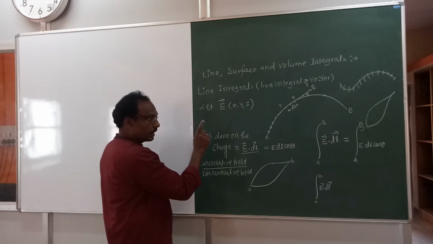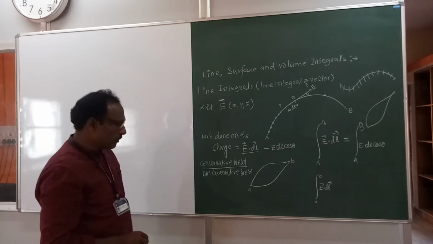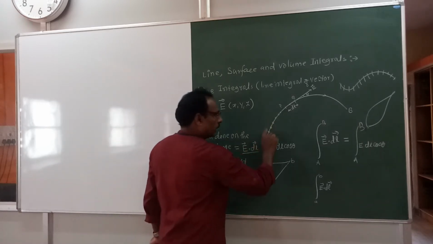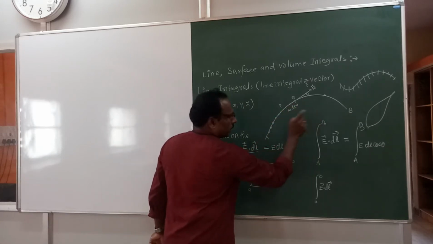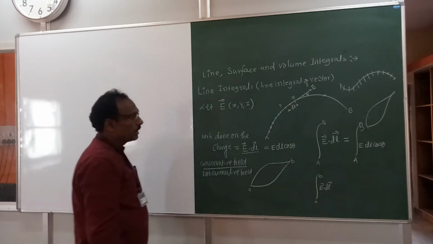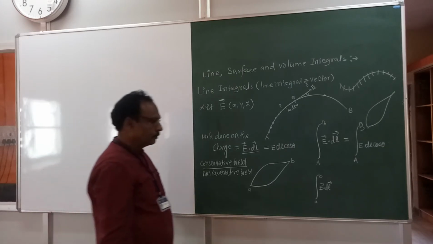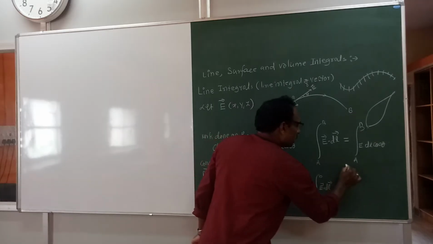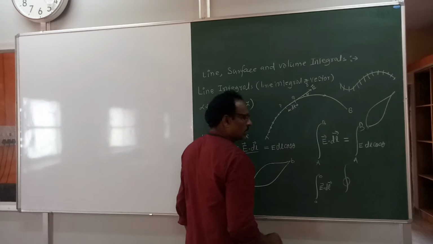So we are integrating a vector. If it depends on the path, then we calculate the integration for each point and we call it a line integral. Suppose the limit, this line integral can be written as a closed integral like this.